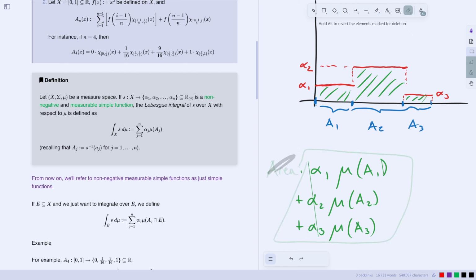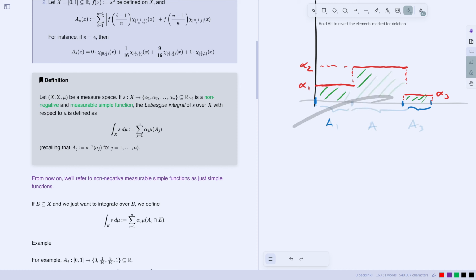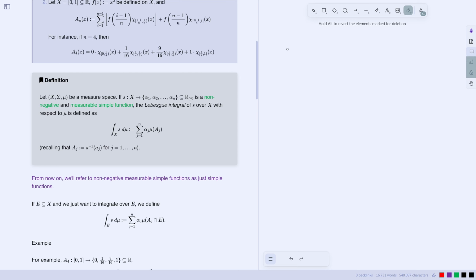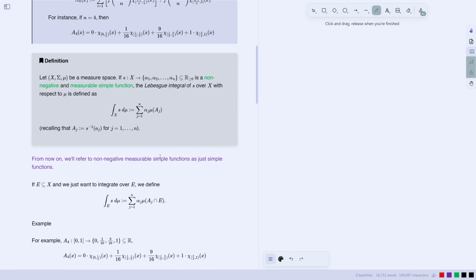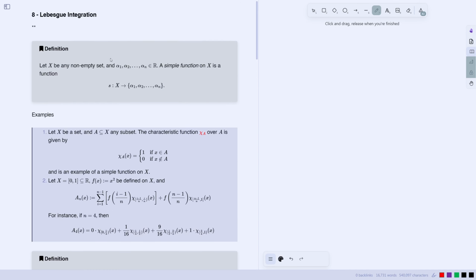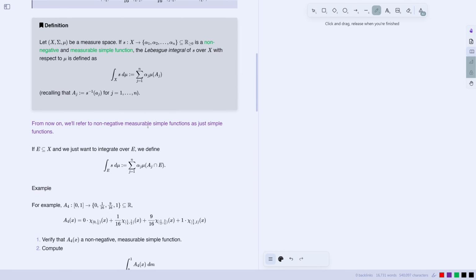Now, I don't want to always say non-negative measurable simple function, that's kind of a mouthful, and it will waste a lot of precious seconds. So what I'm going to do from now on is when I say simple function, I mean a non-negative measurable simple function. We're just going to call those simple functions. And you're like, why didn't you say that first? Well, it just makes it maybe a little bit more digestible. I don't know. That's just a guess.